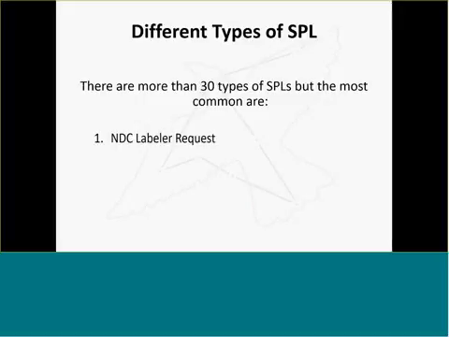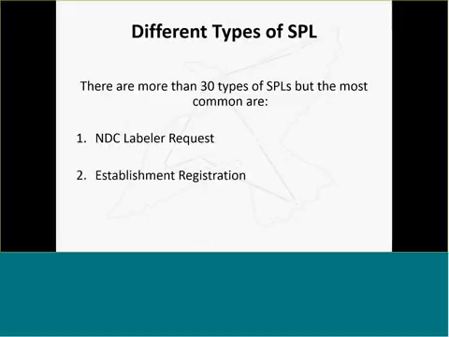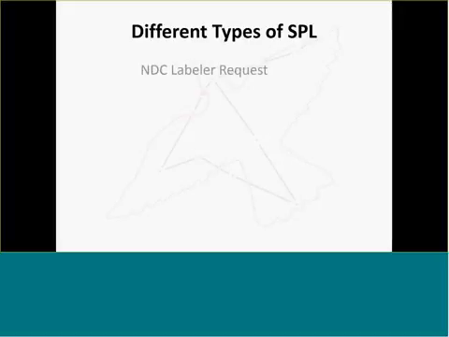Most common is a labeler request. It is the formal request for a labeler code, establishing your registration, as we talked about, and, of course, product labels. So a labeler request allows you to get a new NDC code for your product. Before you can submit a label, you must have an NDC code to attach to that label.